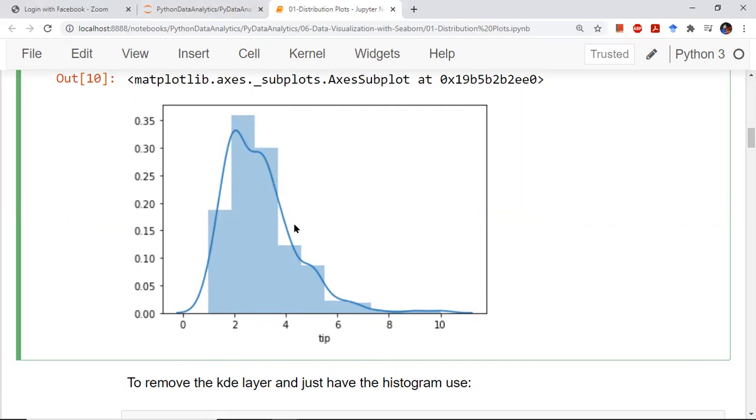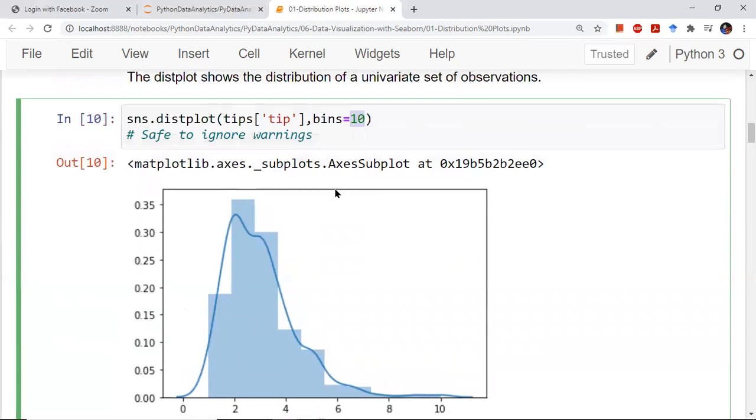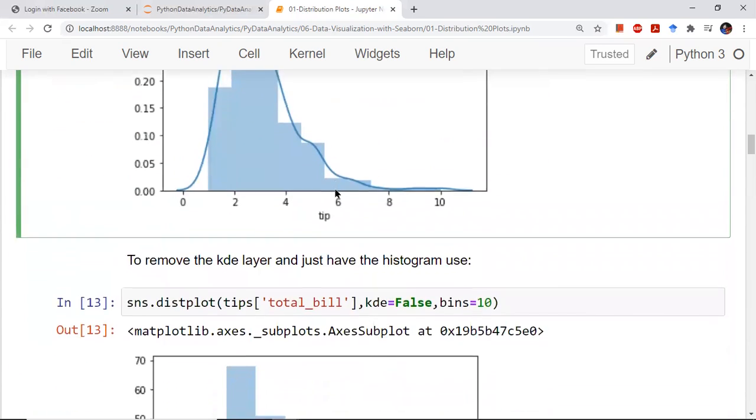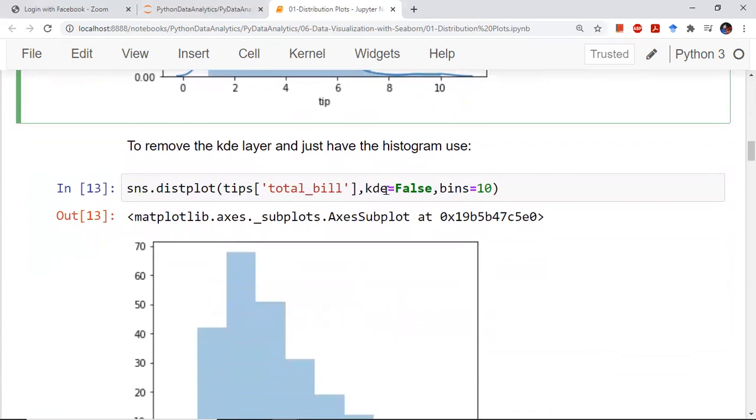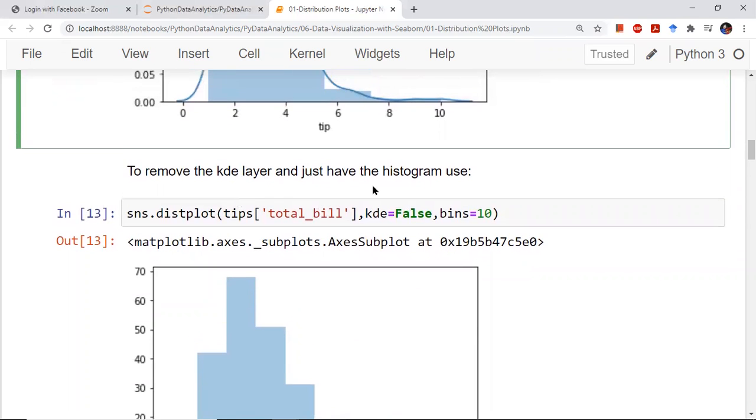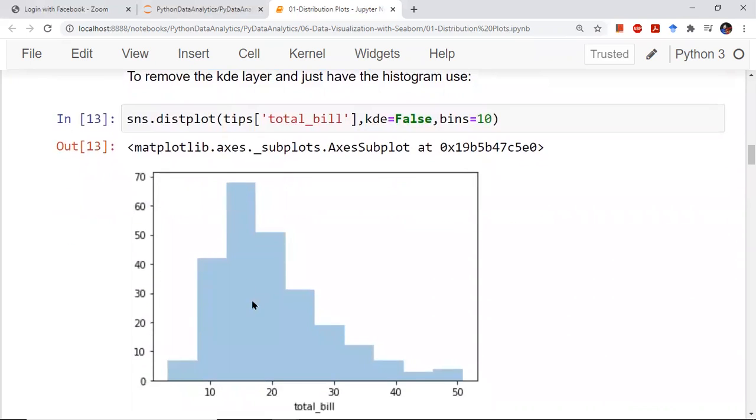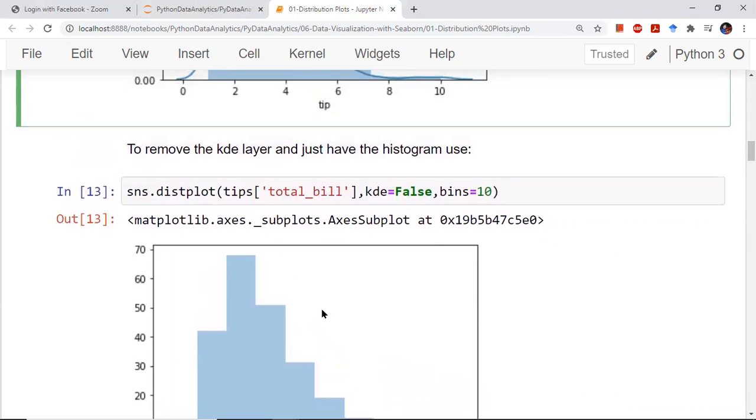This particular curve that you see is known as the KDE, or kernel density estimation curve. It is like fitting a normal distribution on your data, so it will look like this. You can ignore it, or you can use it, as it is up to you. Next, if you want to remove the KDE layer and just have the histogram, this thing is called a histogram. The vertical bars are called a histogram.